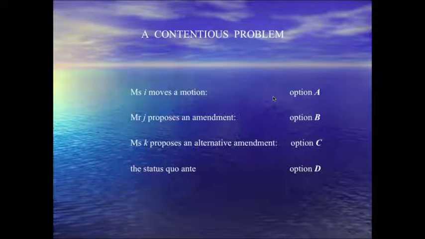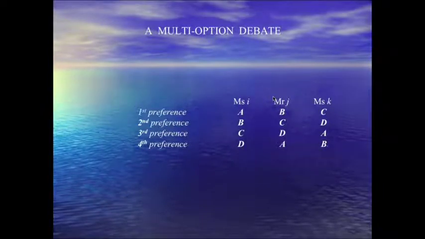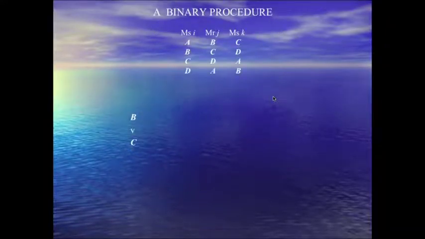So the procedure is, according to the laws laid down by the ancient Greeks, and which we still have today, that the first thing you do is you choose which amendment you want. And so that's a choice between B or C. And we see, according to the table there, the first two people, Miss I and Mr. J, they both prefer B to C. So that's it. It's a perfectly simple binary choice, and we now have B.